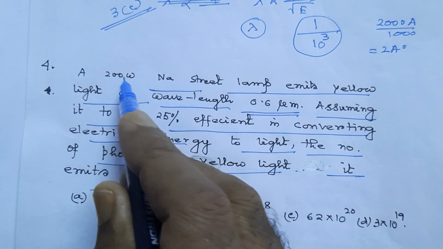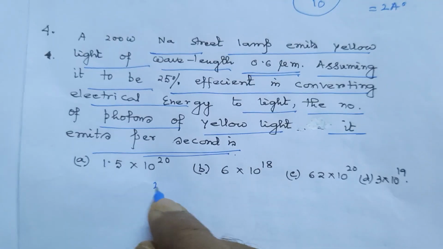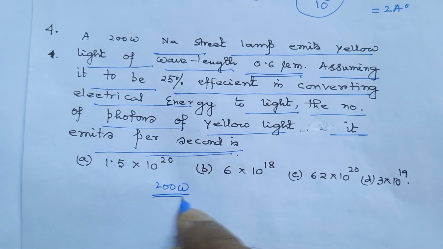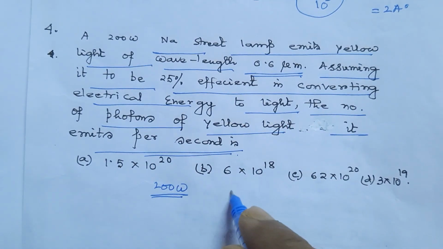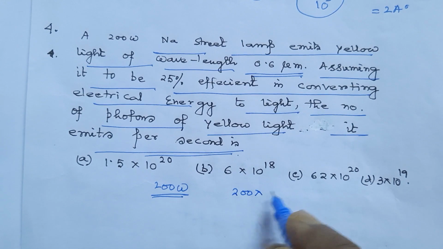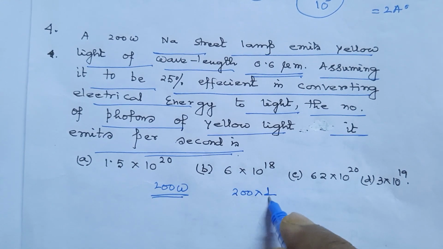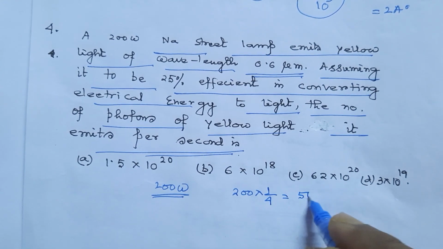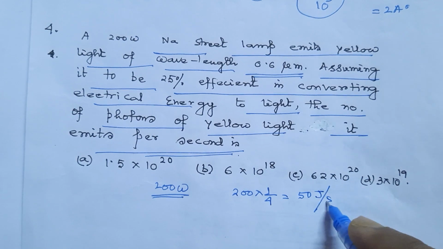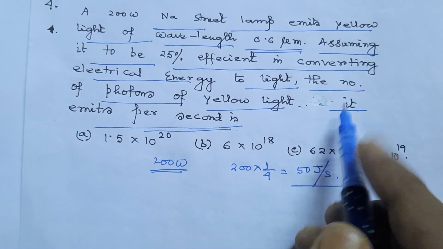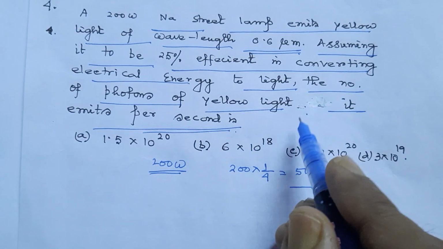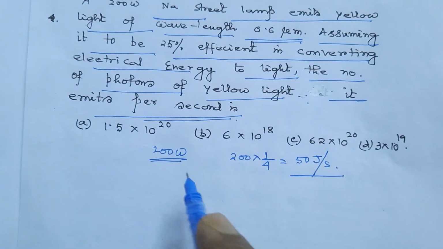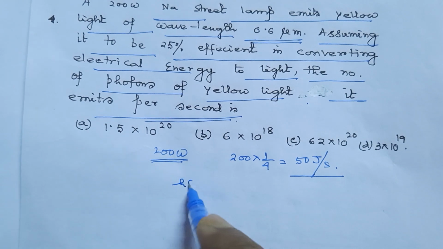Street lamp having power 200 watt and 25% of energy is converting to light. So the corresponding light energy is 1/4, that is 50 watt or 50 joule per second. The number of photons of yellow light. So you are to calculate the number of photons. The energy carried by a photon is hc by lambda.